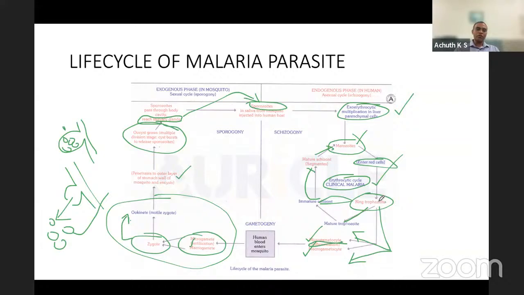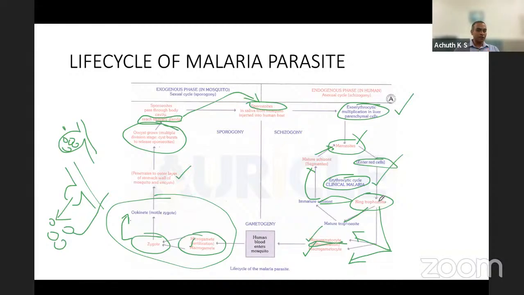And it forms a cyst over the stomach wall of the mosquito. They burst out, and this oocyst comes out forming sporozoites. These sporozoites run freely along the body cavity of the mosquito and reach the salivary glands. Once they reach the salivary glands, during the bite of the mosquito to a human being, these sporozoites get into the human blood. This is the cycle which goes on.